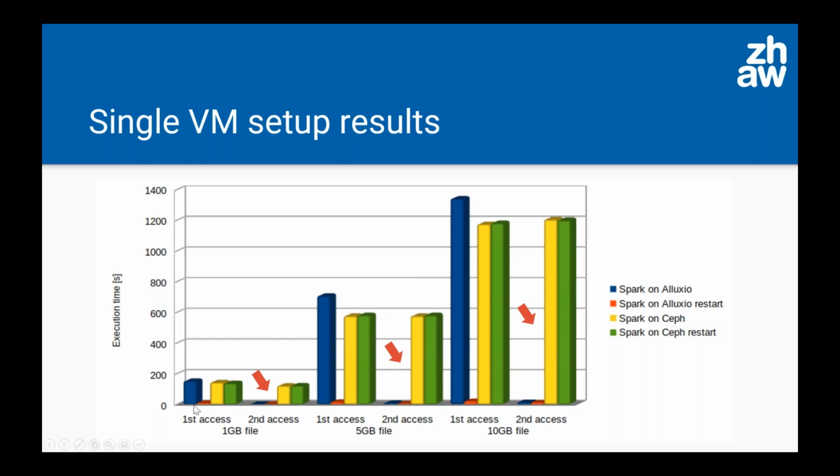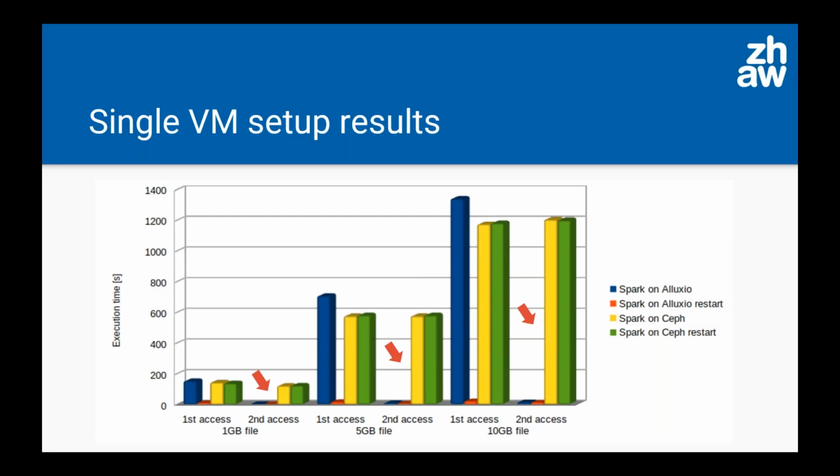This is not true when you use the Alluxio-based approach. If you compare, for instance, the blue histograms and the red histograms, we see in all cases that the red histogram is incredibly lower than the blue histogram.